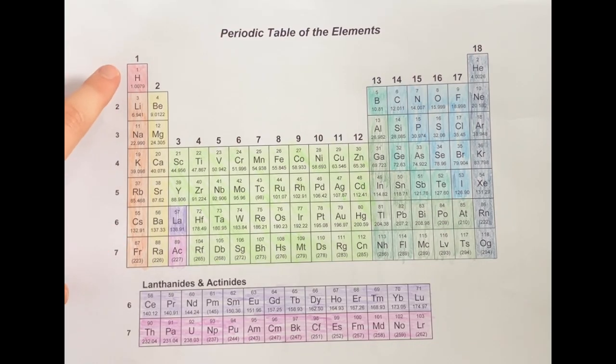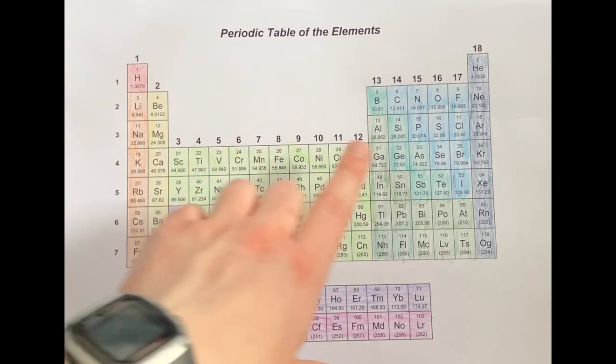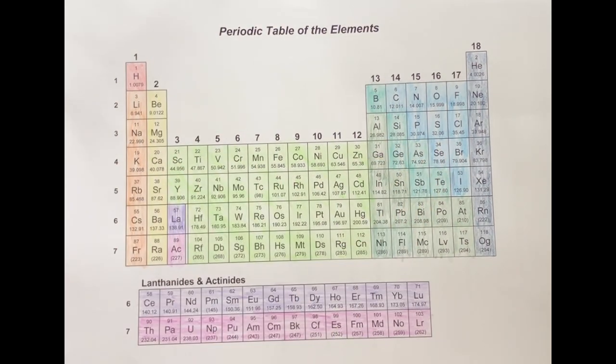Atomic size increases going down the group and decreases going across the period. The atomic radius decreases going along the period because of an increase in the proton number. The more protons there are in the nucleus, the more positive it is, the more the outer electrons are attracted to the nucleus. This means they are pulled closer and the radius gets smaller.